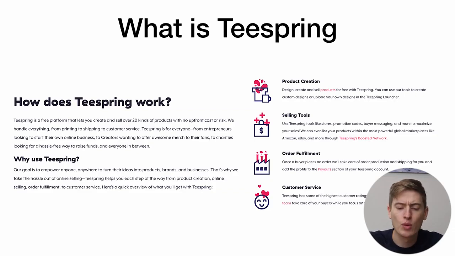And then order fulfillment. Once a buyer places an order, they'll take care of the production and the shipping. There is no upfront cost to Teespring. You launch a design on Teespring's website. When someone buys that product and you get a sale, let's say you sold the t-shirt for $20, but the base cost of that t-shirt is $10. Teespring will just take $10 off that $20 sale. So you don't actually have to pay any money up front. The only money you're paying up front is your advertising cost.